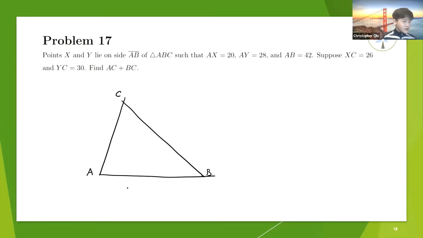So points X and Y lie on side AB of this triangle. And we're given that AX is equal to 20, AY is equal to 28, and AB is equal to 42. So we can write AX is equal to 20, XY is equal to 8, and YB is equal to 14. And then we're given that CX is equal to 26 and CY is equal to 30. So let's draw out CX and CY.